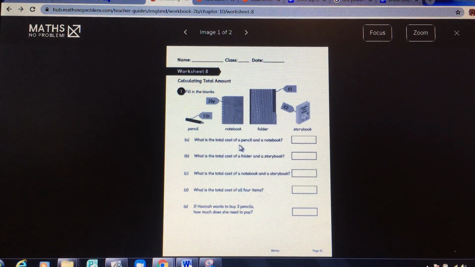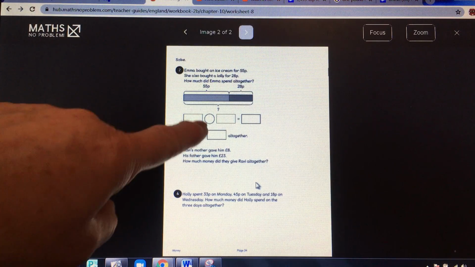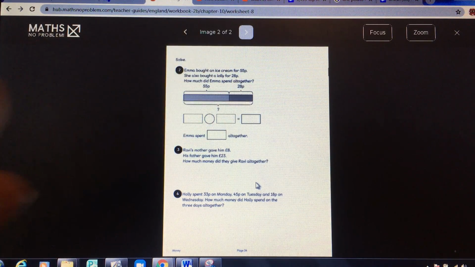Look very carefully. If it says pencil and notebook, okay, you need to add up 12 pence, which is the cost of the pencil, and 29 pence, which is the cost of the notebook. Let's have a look at the next page. Oh, we've got a bar model there for us. Again, not quite as colourful as in the textbook, but you can see the amounts that 55 pence is greater than 28 pence represented on this bar model.